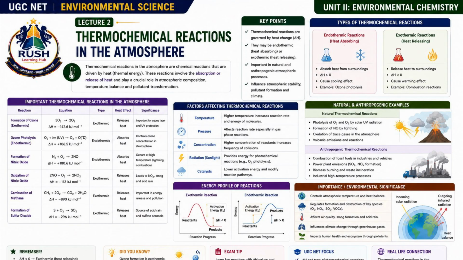A very important atmospheric example is ozone photolysis. In this process, ozone absorbs ultraviolet radiation and breaks down into molecular oxygen and atomic oxygen. This reaction requires energy and is therefore endothermic. Ozone photolysis is a key process in maintaining the balance of ozone in the stratosphere.